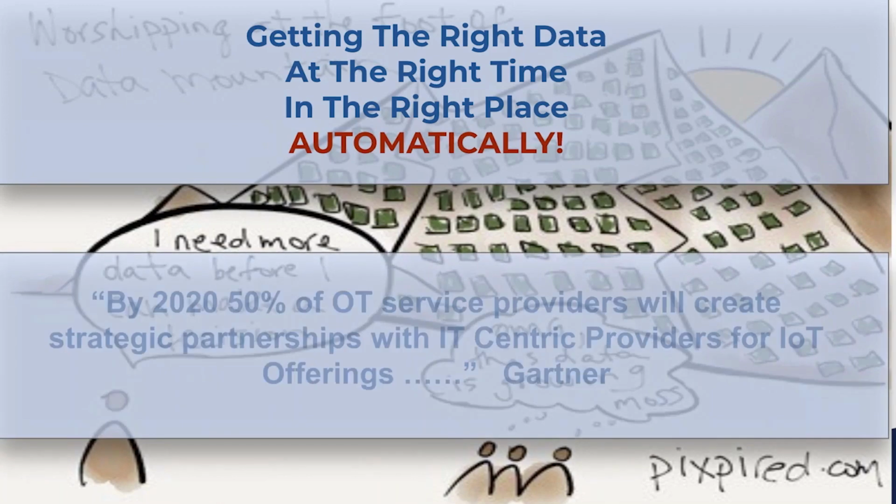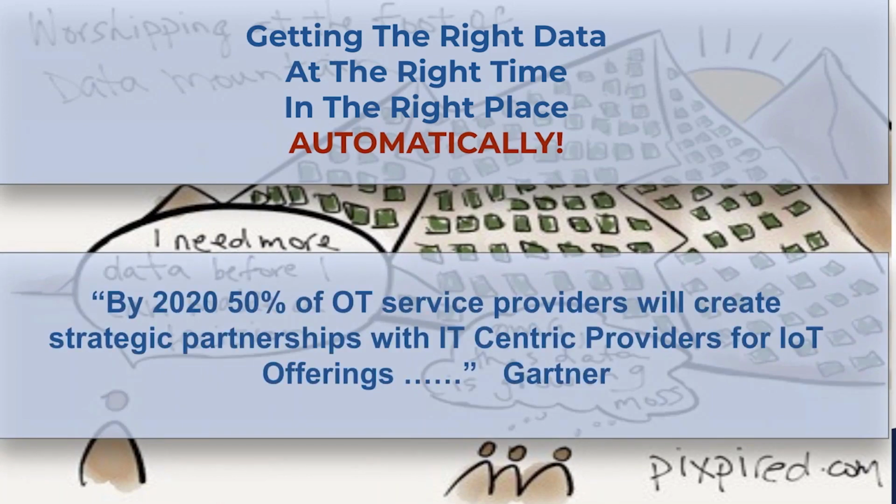If you couple that with Gartner's comments, this was late 2018, that by this year, 50% of operational technology service providers will create strategic partnerships with IT-centric providers for IoT offerings. And it's not just IoT, by the way, it's other businesses as well. It just shows you how IT is going to be impacting the digital transformation of the whole business. And that's why it's fundamentally important, because I see Splunk AR as very, very useful in the IT space, but it's also incredibly powerful beyond the IT space as well.